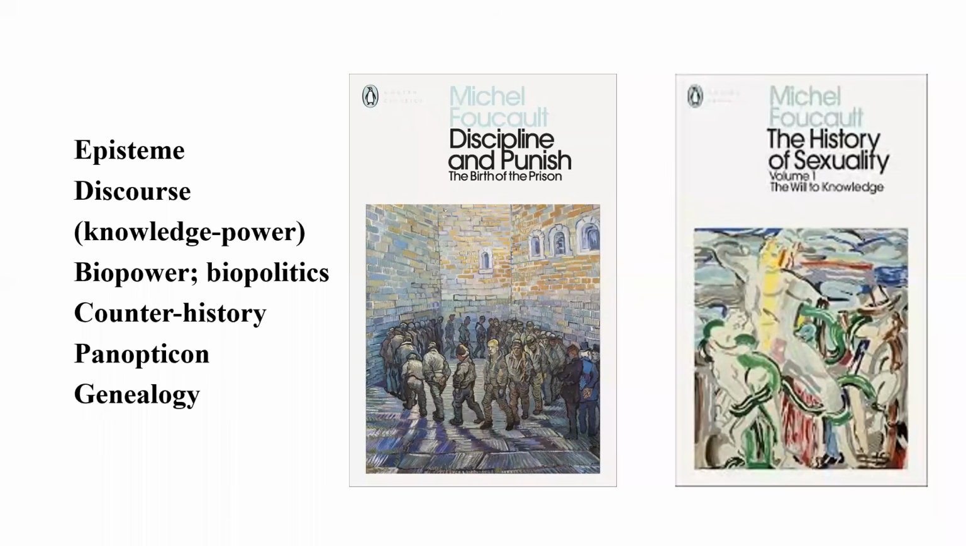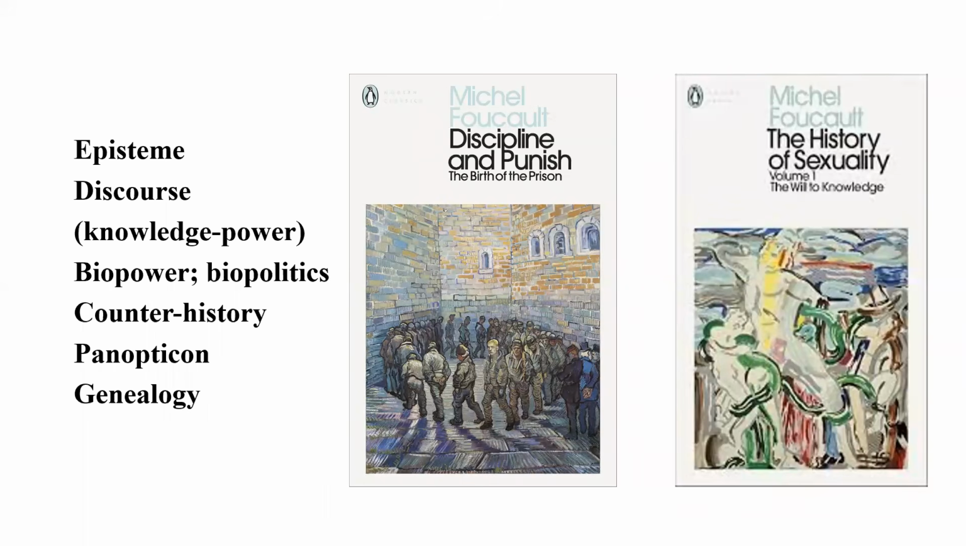Jeremy Bentham, from whom Michel Foucault borrowed this concept. And he also traces the birth of the prison. So now you can understand the methodology used by Michel Foucault. He traces the history of the prison, the history of the clinic, the history of sexuality. Another of his famous books, The History of Sexuality, Volume 1, The Will to Knowledge. So that is his way of creating counter history, right?